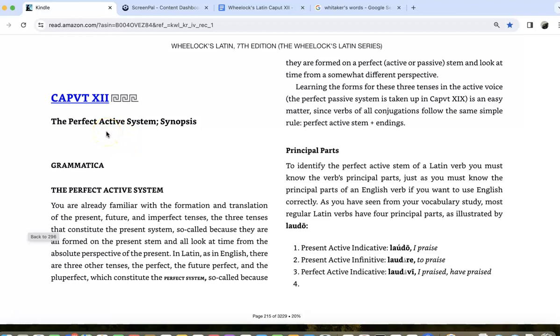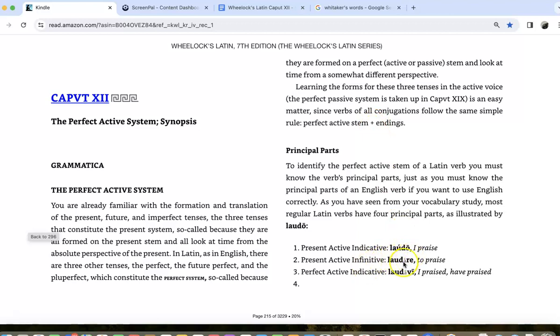Well, in English, we have the present tense, the past tense, the perfect tense, the future tense, the future perfect tense, the past continuous, and so in English we have a variety of tenses. So it should come as no surprise that Latin has a variety of tenses as well, and that is spelled out here in these introductory remarks, which you will definitely want to read.